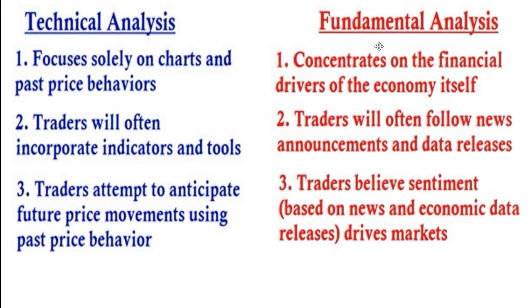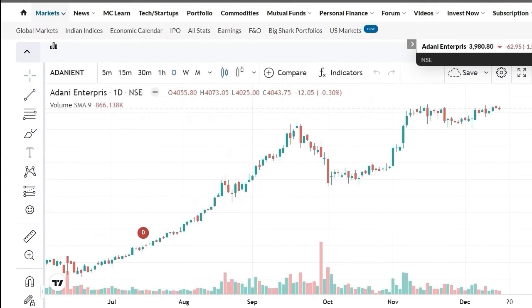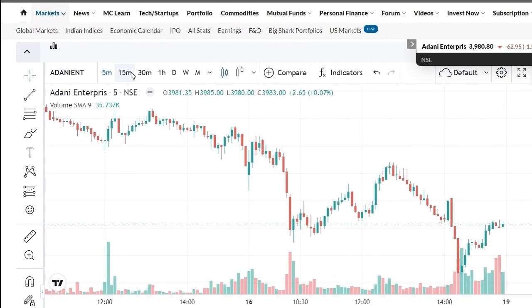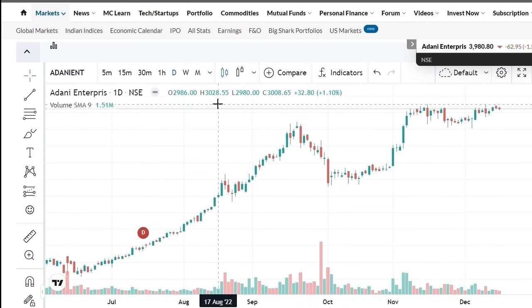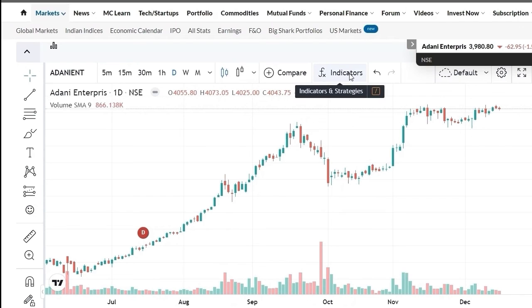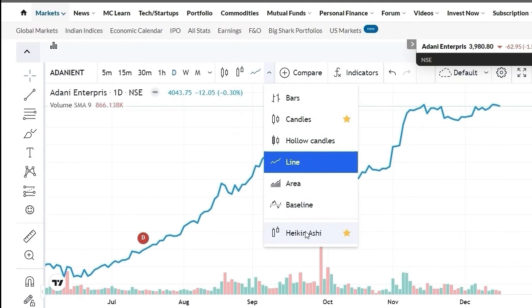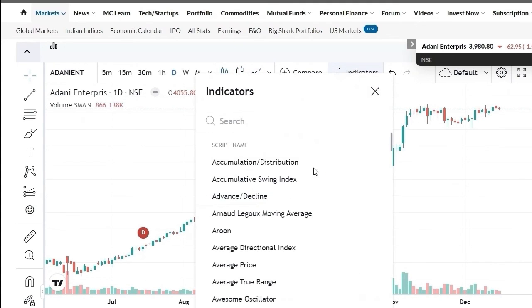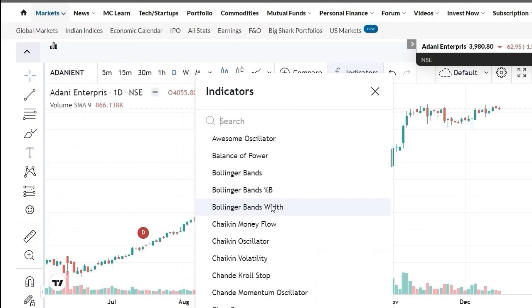For beginner traders, Money Control is the best website. Here you can get both technical and fundamental analysis of any stock. This is a candlestick chart, and you can change the time frame to 15 minute, 5 minute, 30 minute, 1 hour, daily, weekly, monthly, or you can change the style of the chart. You can use line chart, area chart, or Heikin-Ashi chart. And here is the list of all famous indicators related to trading.